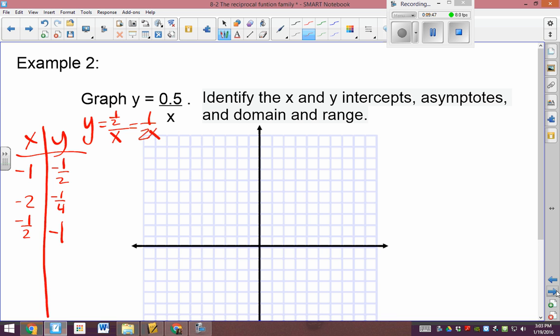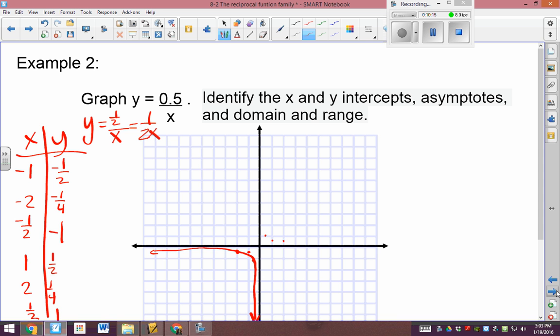Should we move on to positives? Yeah, do a 1. Hey, these are all the same, they're just positive. Sweet. 1/2, 1. Alright, I'm gonna graph them. -1, -1/2, -2, -1/4, and 1/2 was 1. Ooh, super tiny. And then all the positives just do the reflection.